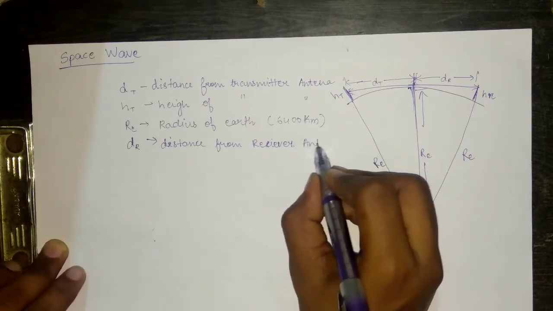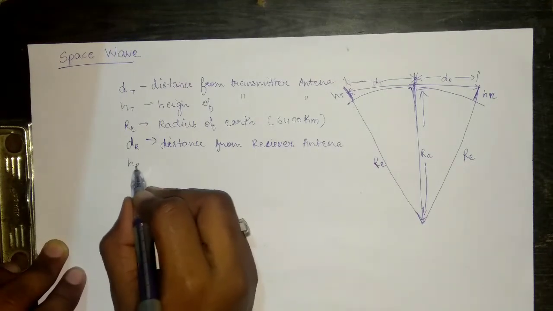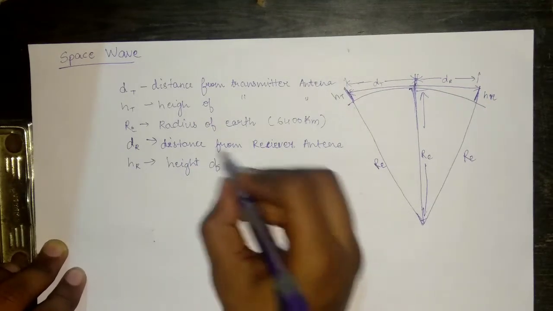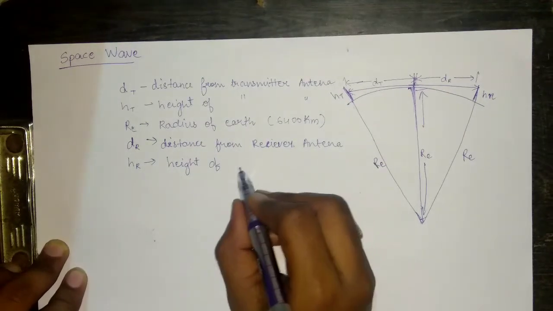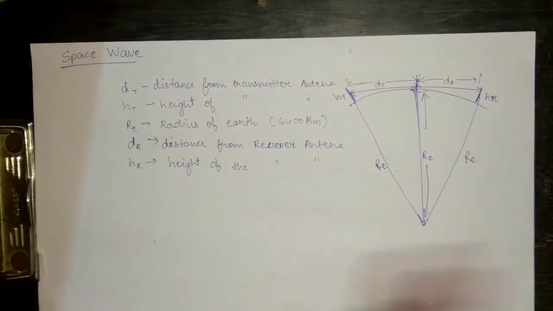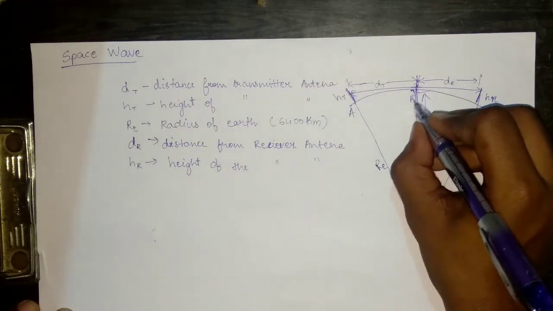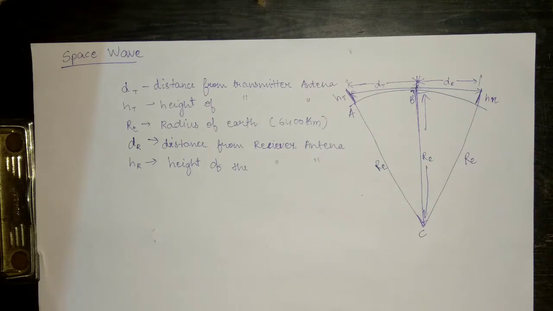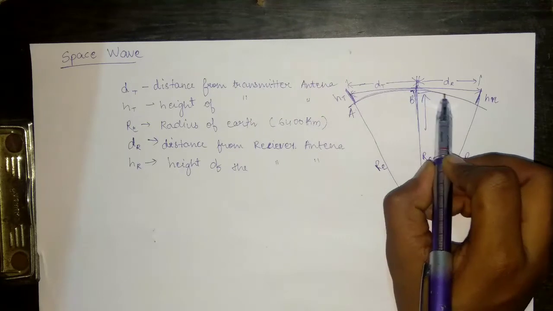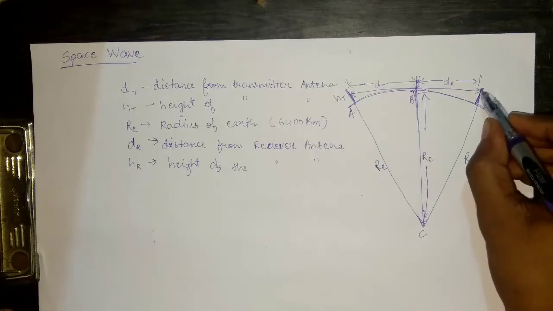Receiver antenna. The next term is hr, that is height of the receiver antenna. This is all about the diagram. A, B, C. See, this is the Earth surface. This is the transmitter antenna and this is the receiver antenna.